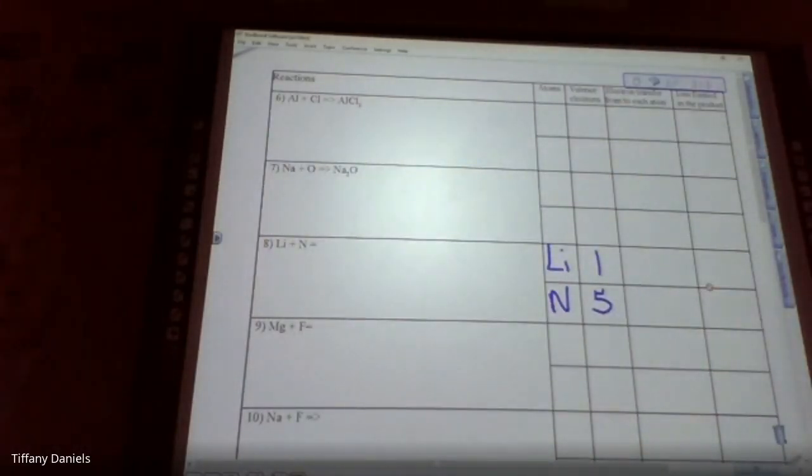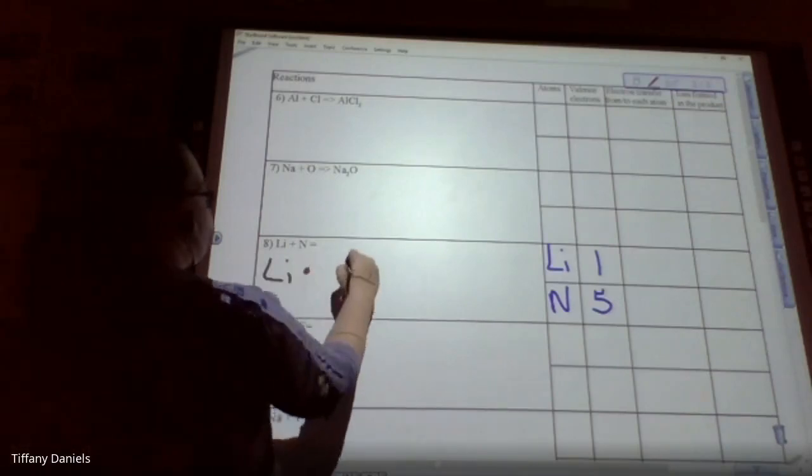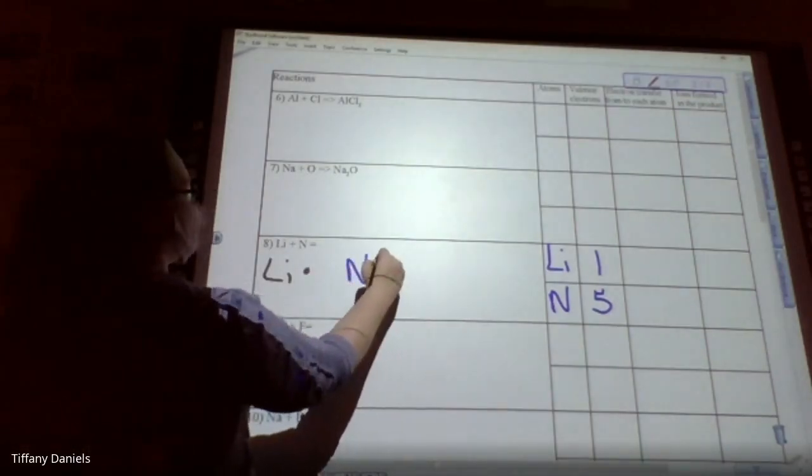All right, so we're looking at lithium and nitrogen. And lithium has 1 valence electron, so it's got one nice little dot there. And nitrogen has 5 valence electrons.